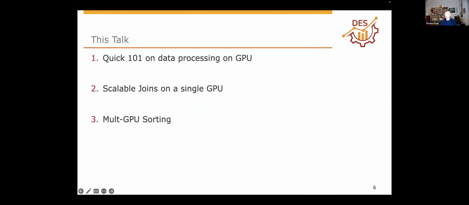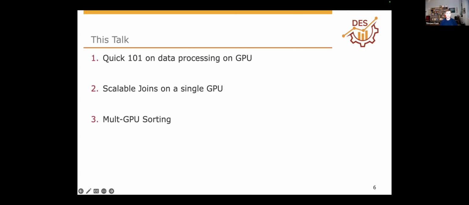What I want to present to you today is a quick one-on-one on data processing on GPU. I'll give you a quick motivation on why we need hardware, and then how we can use GPUs to do that, a rough overview of data processing on GPU and how GPUs work in the first place. Then we'll go to scalable joins: how can we implement a join on a GPU, and especially on a modern GPU? This is really the focus.